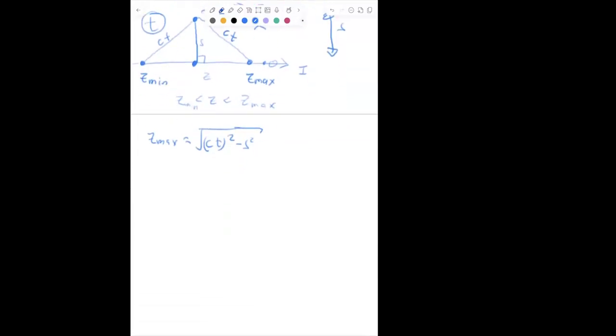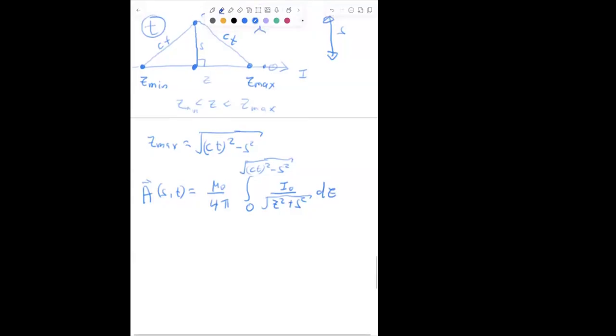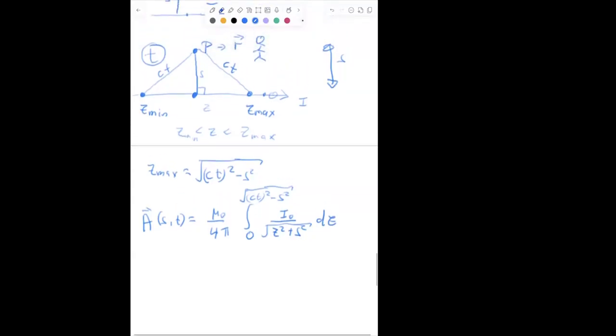Based on this, I understand the following: that the A, which is a function of S and T, is this: U0 over 4 pi, as usual, integral. I'll write it like this, from 0 to this Z max. So this is Z max. And now I have I0 divided by the square root of Z squared plus S squared, dz. So this dz is like the integration over tau we had before.